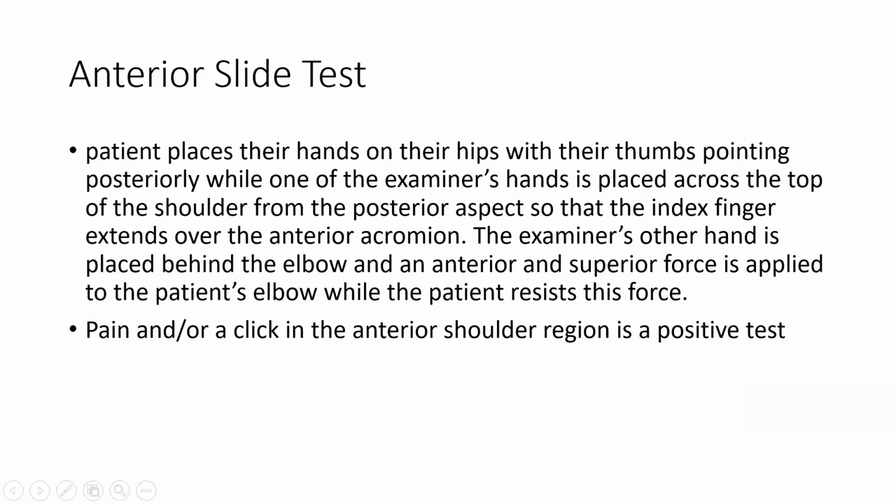Next is the anterior slide test. Patient places their hands on the hips with their thumbs pointing posteriorly, while one of the examiner's hands is placed across the top of the shoulder. So we stabilize the shoulder from above. We stabilize the scapula, and the patient is asked to push back with the arms held at the hip, with the thumb facing backwards. The examiner places one hand behind the elbow, and an anterior and superior force is applied on the patient's elbow, while the patient tries to resist this force. Again, pain or click in the anterior shoulder region is a positive test.